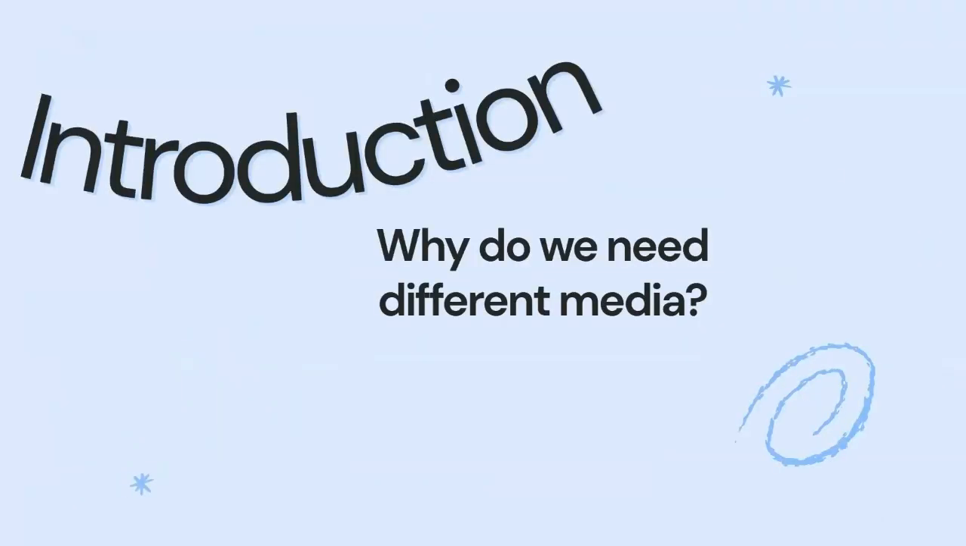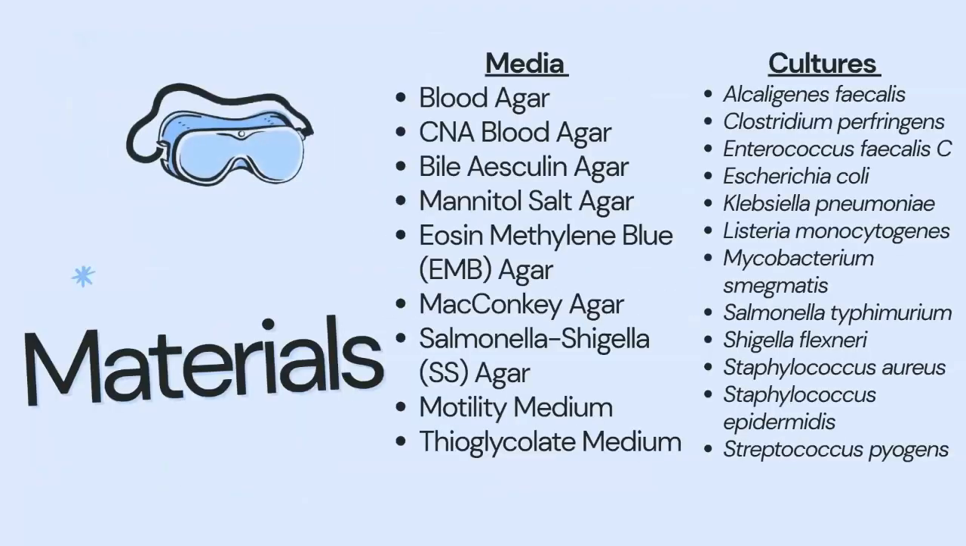Why do we need some different media? Well, we need it for selective growth, differential identification, as well as functional testing. The media we use are blood agar, CNA blood agar, bile esculin agar, mannitol salt, eosin methylene blue, MacConkey agar, Salmonella Shigella, motility, and thioglycolate medium.